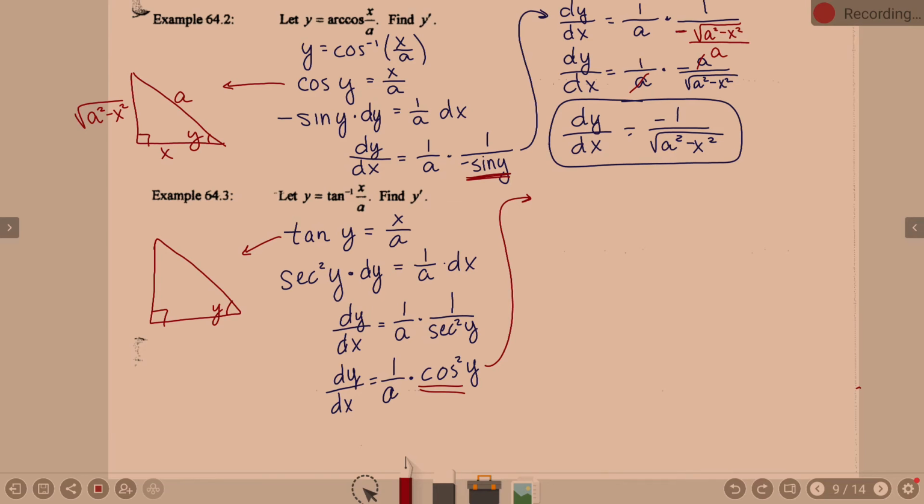Tangent of y is x over a. What's our tangent saying? Opposite over adjacent. So opposite my y is x, adjacent is a. So my legs are x and a. Can you find the hypotenuse? It's the square root of a squared plus x squared. Pythagorean theorem, I just didn't work it out.